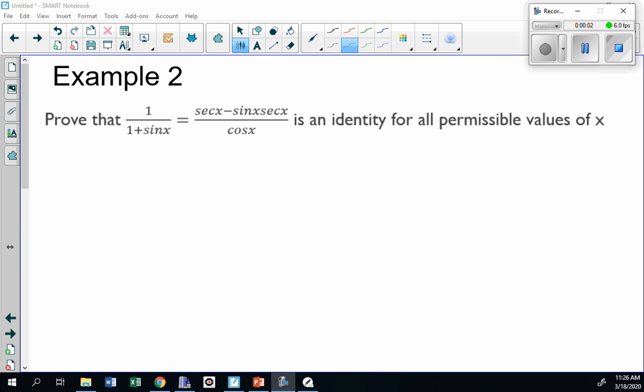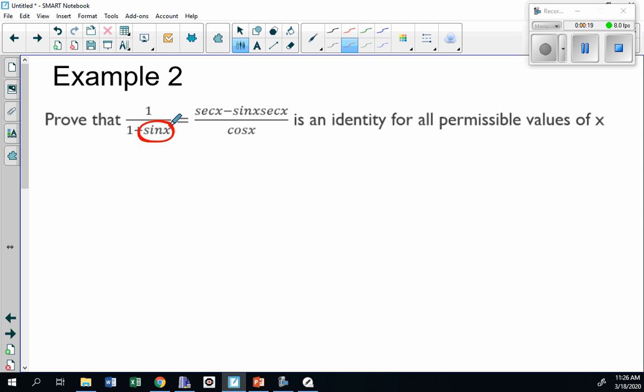Let's take a look at another example. So this one just says prove that this equation is an identity for all permissible values of x. So it's not asking for the NPVs. While they do exist, we're not asked to find that. Now, if I look at my left side versus right side, the left side really is fairly simplified already.